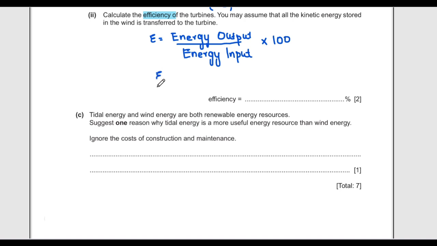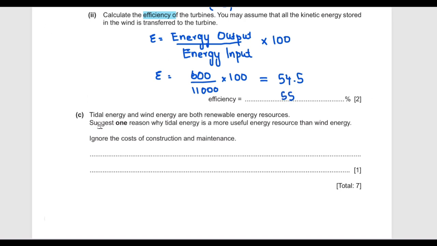The output energy given by the question is 6,000 and the input energy is 11,000, multiplied by 100. This will give us 54.5. When we round it off, it would be 55%.